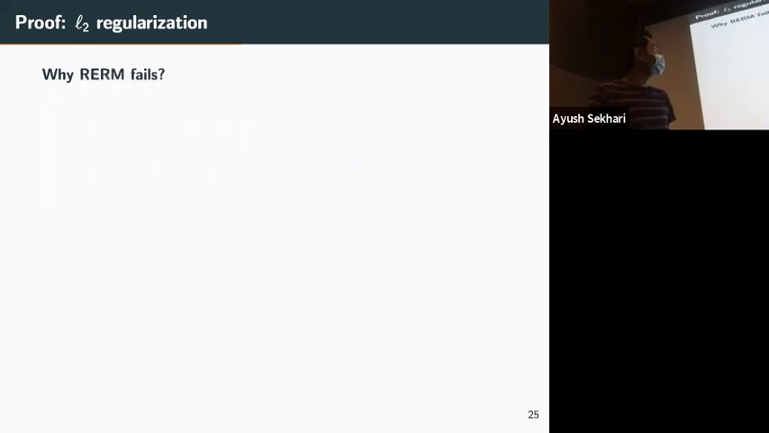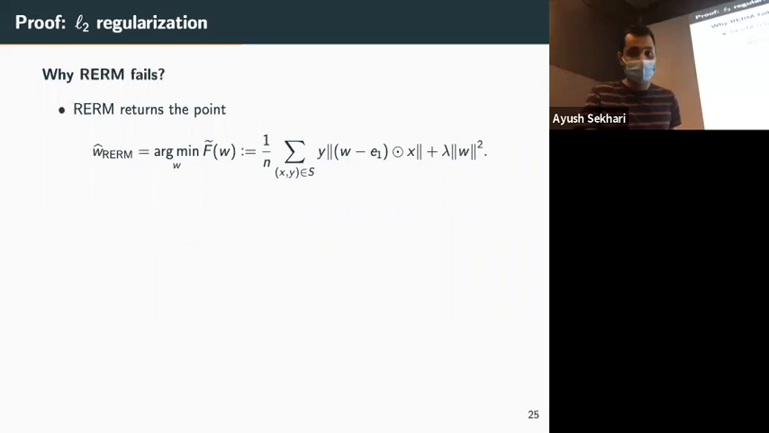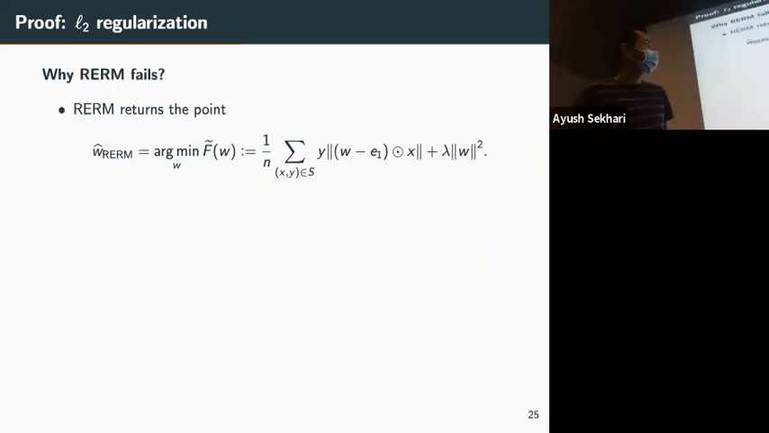Now, let's see what happens for RERM for this problem. In particular, the RERM algorithm returns a point that minimizes the training loss with this loss function, plus a regularizer, which in this case would be lambda norm W squared.